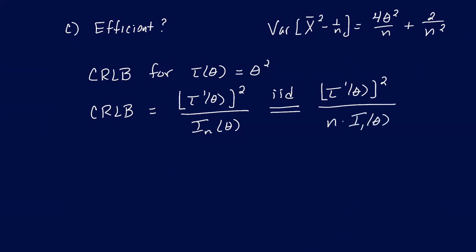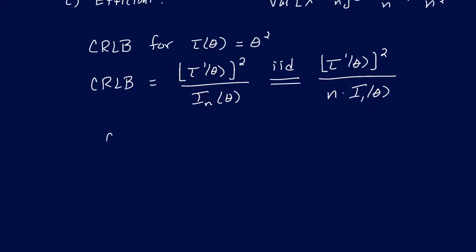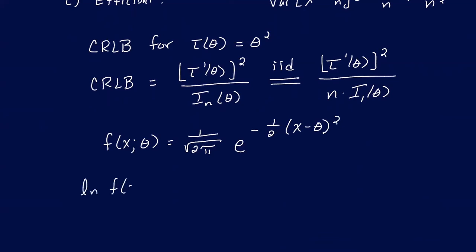To find the one-dimensional Fisher information, I am going to need the PDF. Do you have to move to one dimension? No, you can use the joint PDF and go straight for the n-dimensional Fisher information. This is e to the minus 1/2 (x minus theta) squared. We want to look at the log of this.